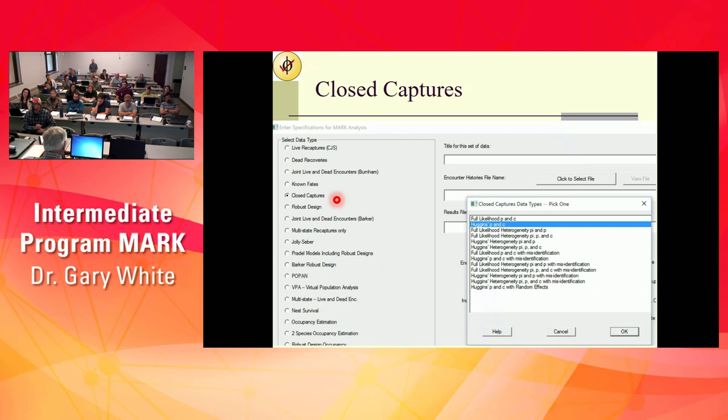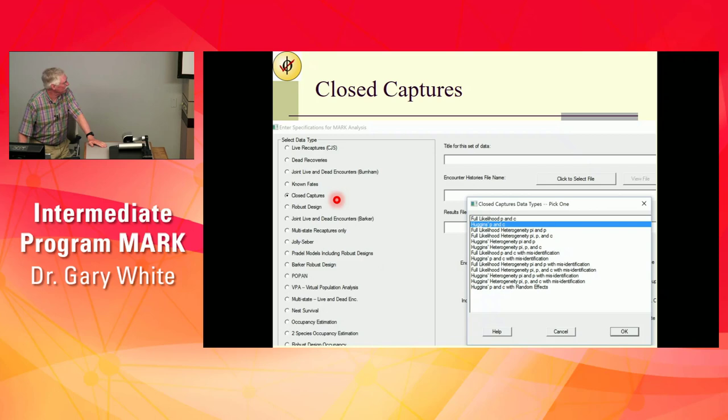Okay, so that little story aside, those are the 11 models. Oh, the last one, my favorite, there it is, tacked on the end, the most recent one. That's the random Huggins random effects. I never bothered to put in a full likelihood version of it because I don't think it's really necessary. There could be a full likelihood version of it, but it's really not important.